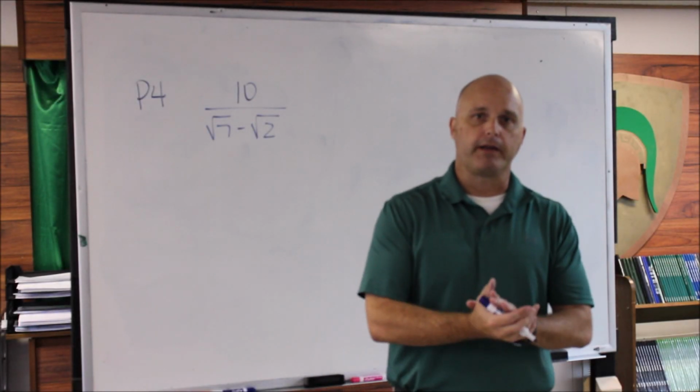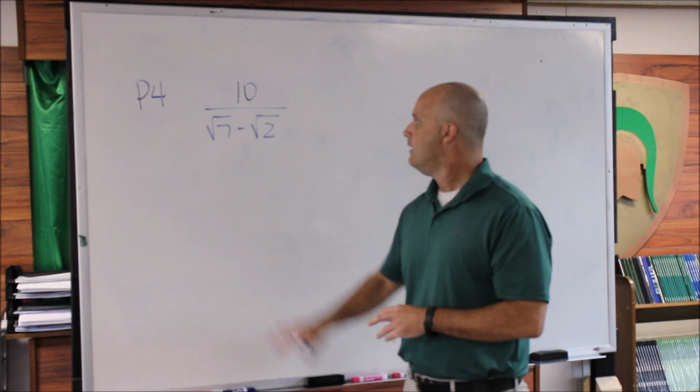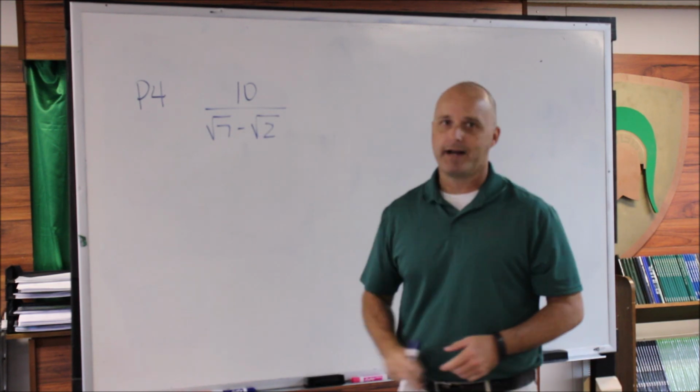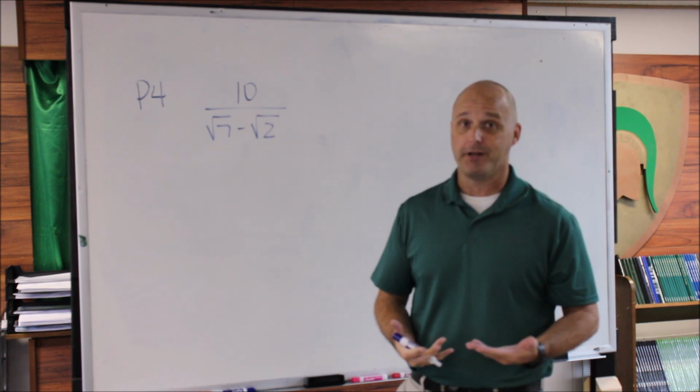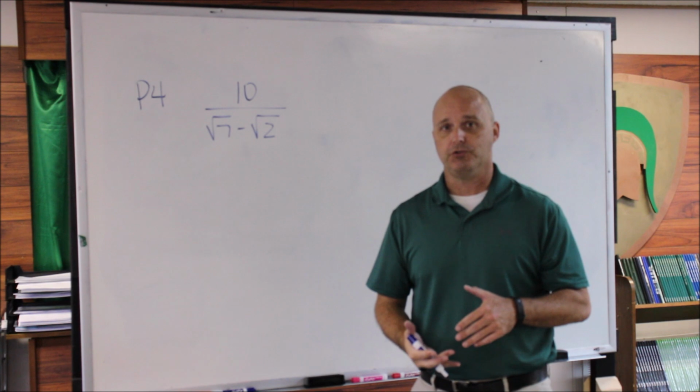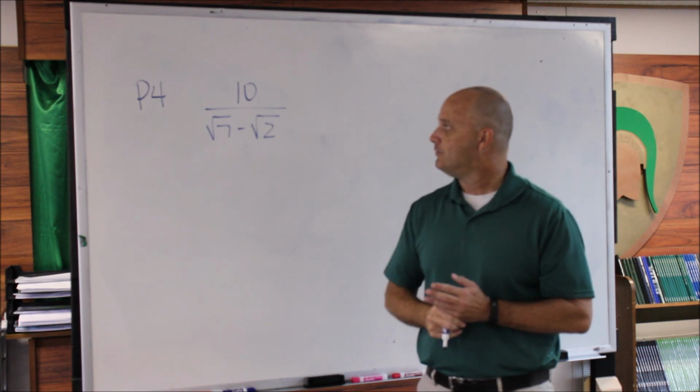Okay, in problem number 4, we've got to go back and rationalize a denominator. You would normally look at this and say there's nothing that can be done. But remember, we've got radicals in that denominator, so they have to be gotten rid of first. So what we're going to do is use what's called the conjugate to eliminate these radicals.